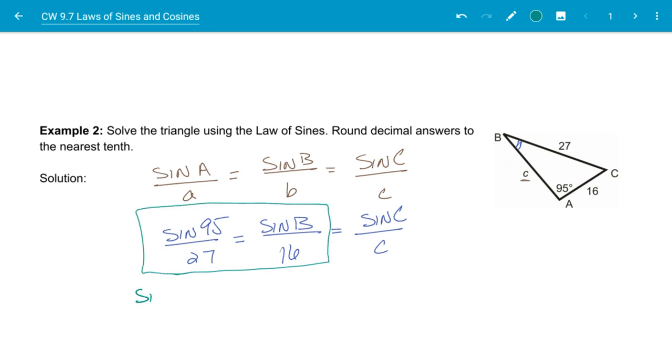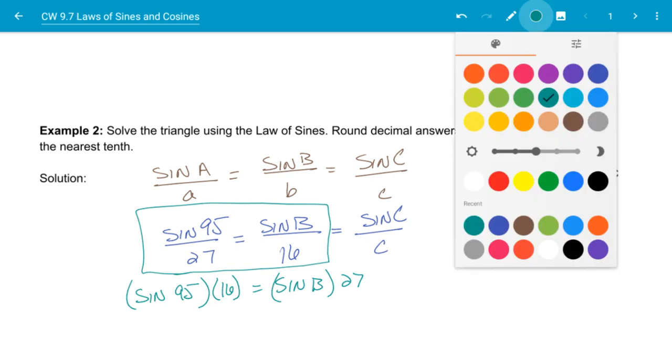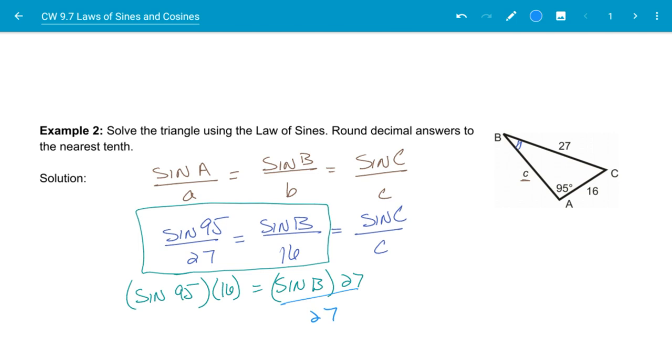When I cross multiply, I'm going to get sine of 95 multiplied by 16 is equal to sine B times 27. So in order to find sine B, obviously what we're going to have to do is divide both sides by 27, and that will give me my sine of B, that ratio there. So I'm going to say 95, find the sine of it, multiply that by 16, and then divide by 27.